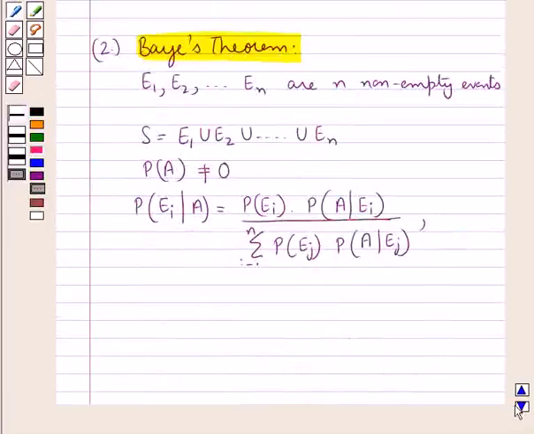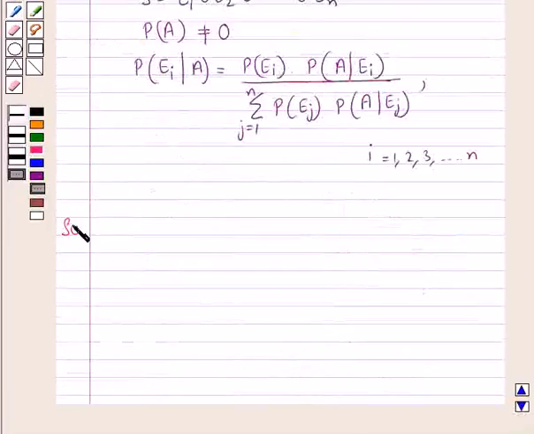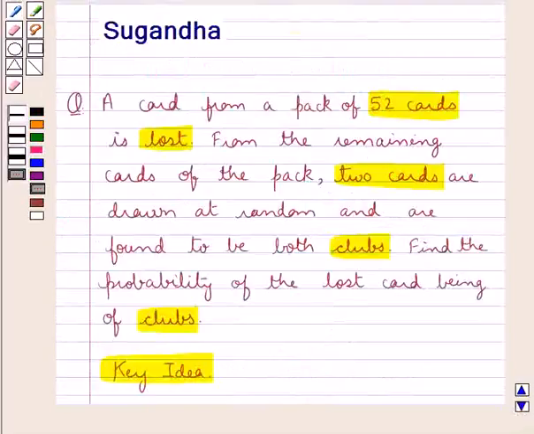Let's proceed with the solution now. According to the question, we have a pack of 52 cards and one card is lost from this pack of 52 cards. And from the remaining cards which are left, two cards are drawn and they are found to be of clubs. And we are supposed to find the probability of the lost card being of clubs.